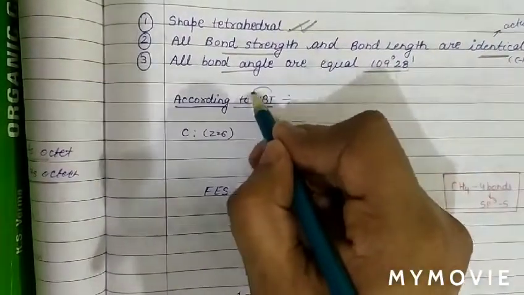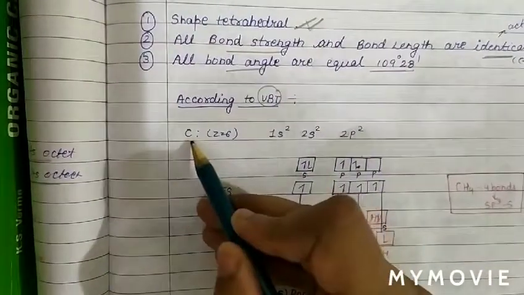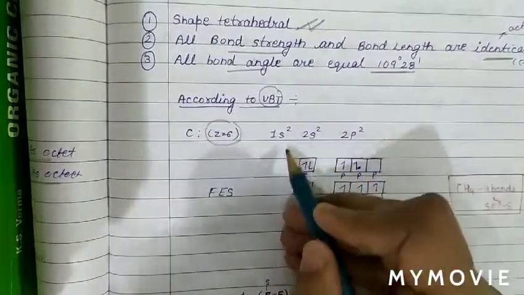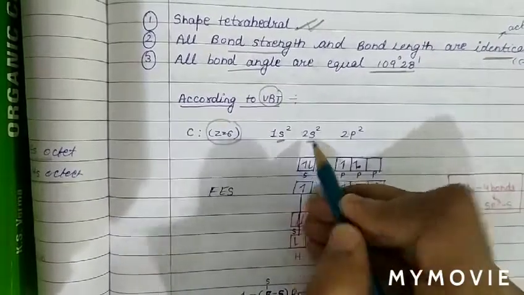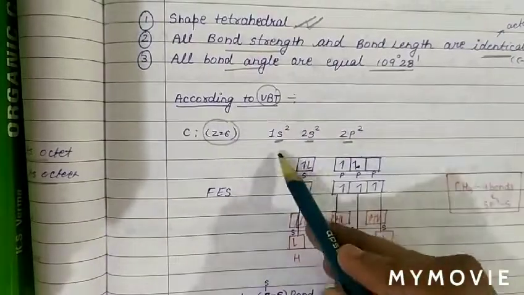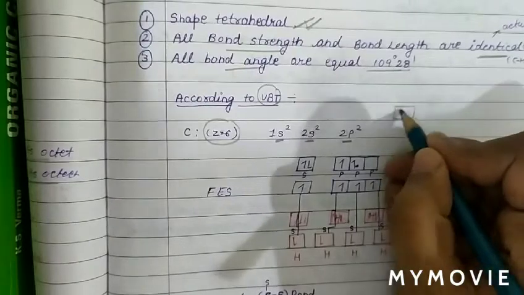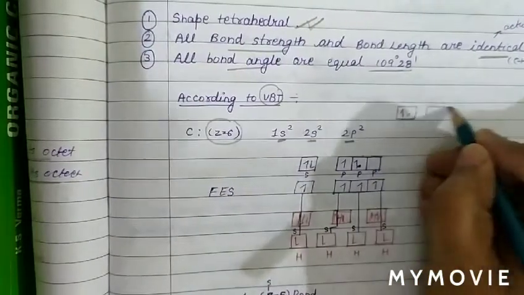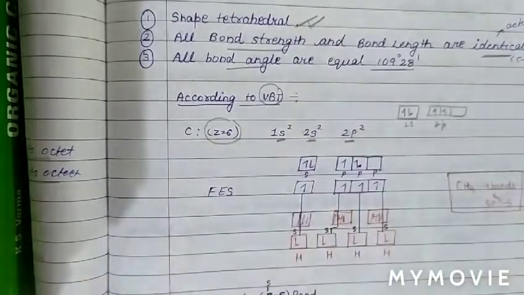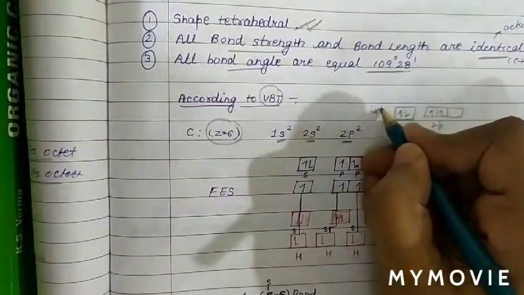But according to valence bond theory, the atomic number of carbon is 6, so the configuration will be 1s2, 2s2 and 2p2. Now first draw the ground state. In the ground state the configuration is 2s2 and 2p2, with 2 unpaired electrons. This is the ground state.